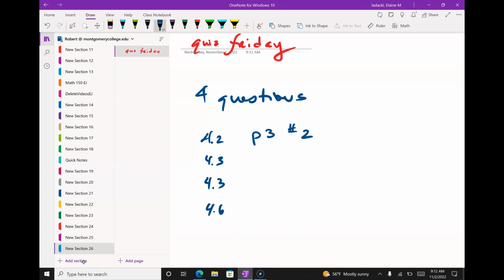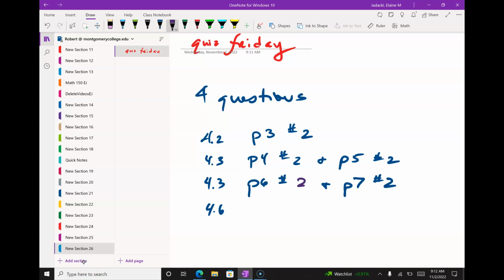For 4.3 first derivative test, I like page 4, number 2, and page 5, number 2. For 4.3 second derivative test, I said page 6, number 2, and page 7, number 2. Yeah, everything's number 2. And then finally 4.6, which is optimization, page 9, number 2.